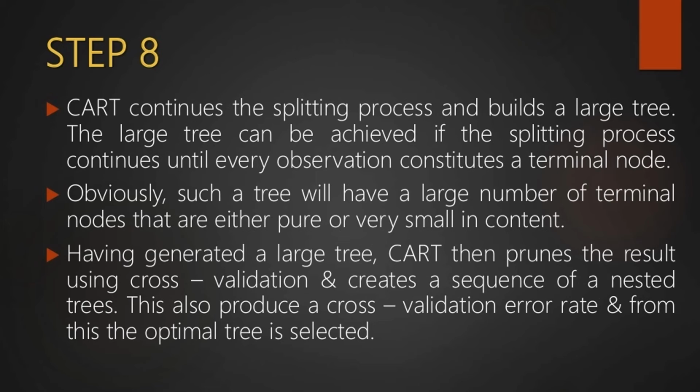Step 8. CART continues the splitting process and builds a large tree. The largest tree can be achieved if the splitting process continues until every observation constitutes a terminal node. Obviously, such a tree will have a large number of terminal nodes that are either pure or very small in content. Having generated a large tree, CART then prunes the results using cross-validation and creates a sequence of nested trees. This also produces a cross-validation error rate, and from this the optimal tree is selected.